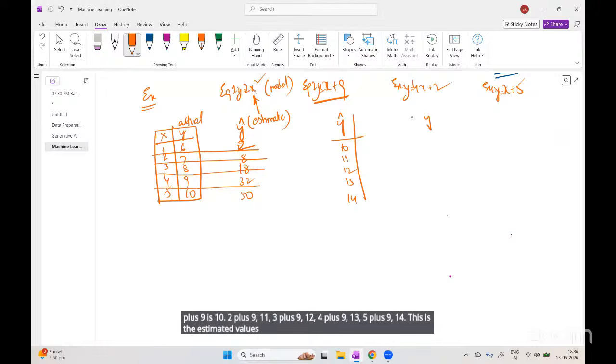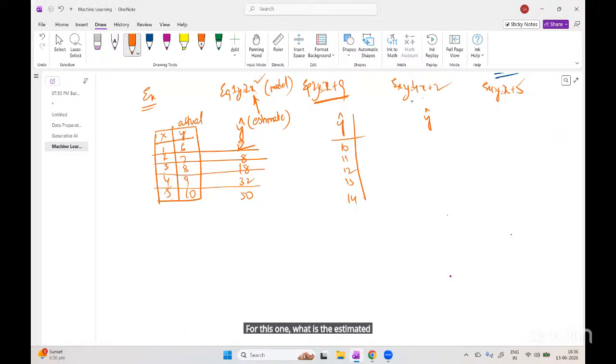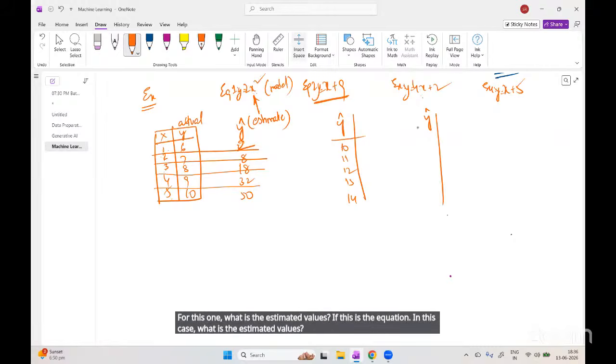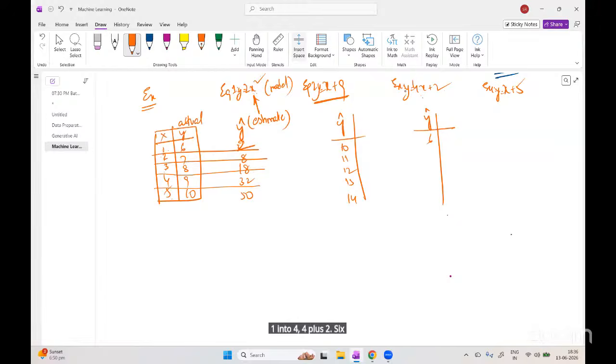For this one, if this is the equation, what are the estimated values? 1 into 4, 4 plus 2, 6. 2 into 4, 8, 8 plus 2 is 10. 3 into 4, 12, 12 plus 2 is 14, then 18, and this is 22. And here, y hat for this equation is 6, 7, 8, 9, 10.